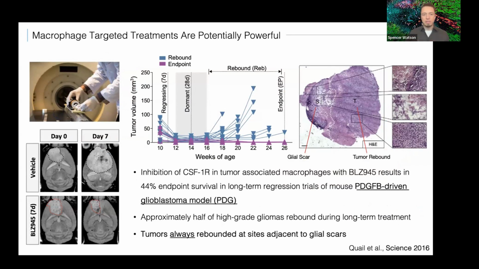In the growth curve here at the top, you can see that we get really rapid regression in the first 7 to 14 days, after which they enter a period of what we call dormancy, centered around, as we define it, 28 days after treatment. But in about 44% of cases, these tumors would rebound under treatment. What was really interesting about all of these cases is that in 100% of rebounds, every time the tumor recurred, it always regrew next to a glial scar that had formed during treatment.